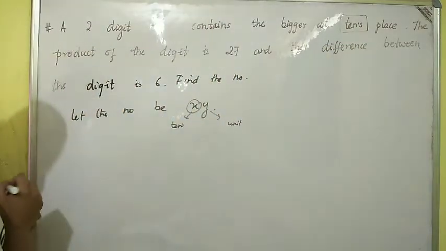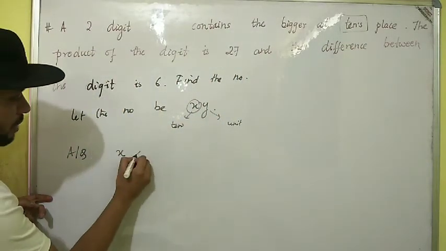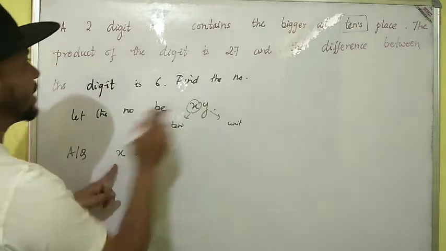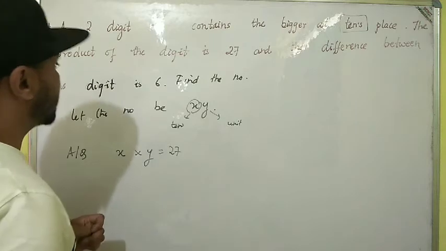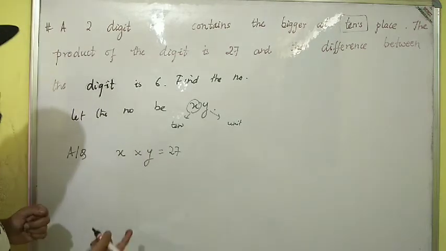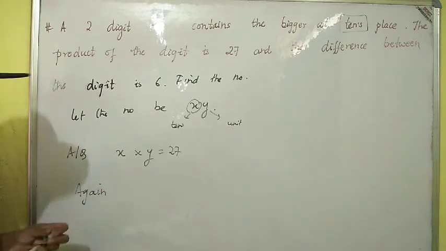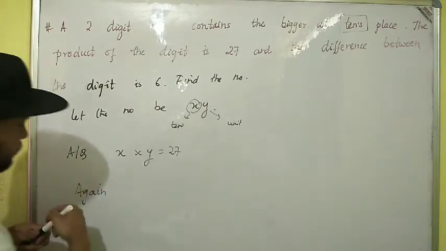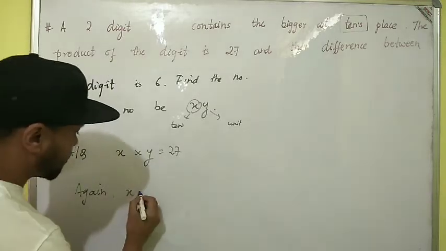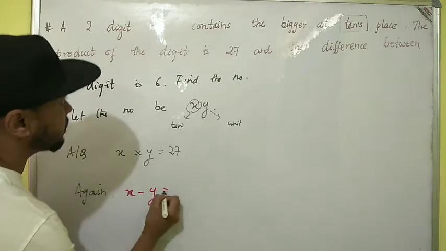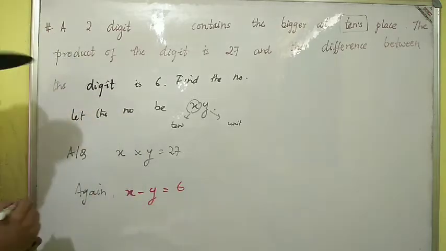All right. Now the product of the digits. According to the question, it is given that the product means multiplication. The product of the digits means x times y is 27. Yes, and the difference between the digits is 6. Now again, it is given the difference between the digits, so what we can write is x minus y, because difference is with minus, so x minus y is equal to 6. This is what is given.